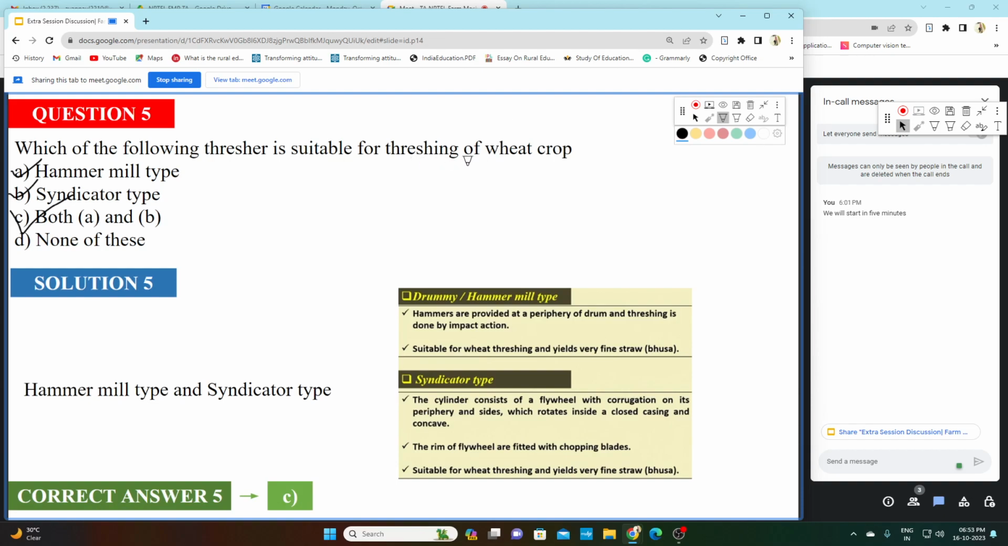And we are talking here about wheat crop. For rice crop, the wire loop type of thresher is the most common type of thresher. So that is all about this extra session.